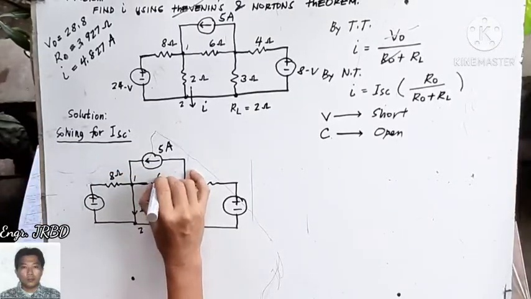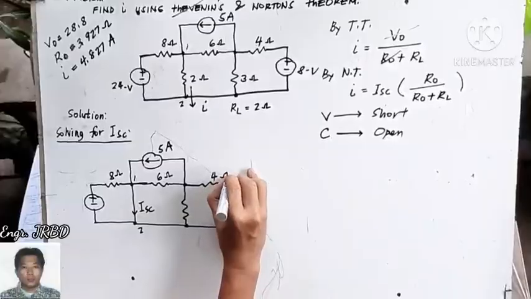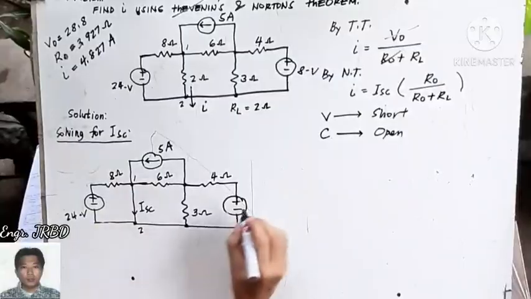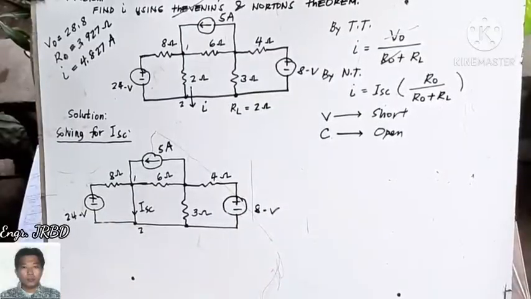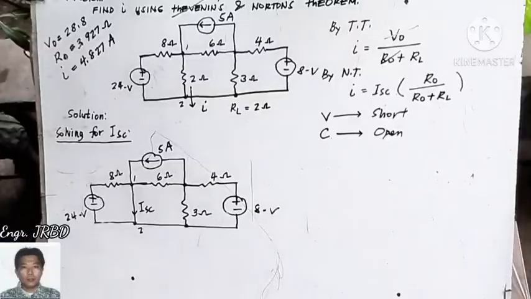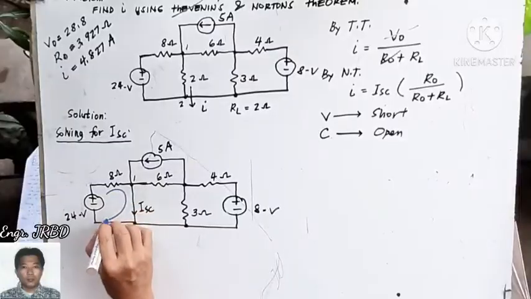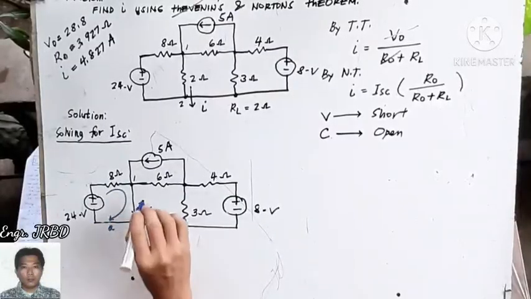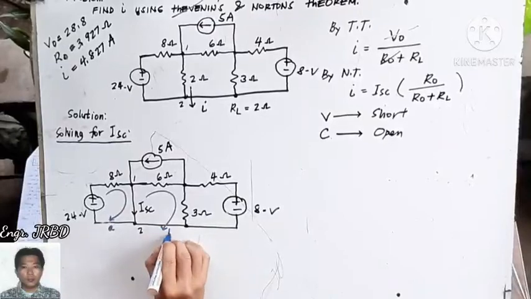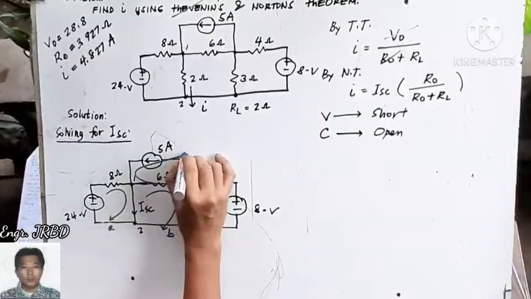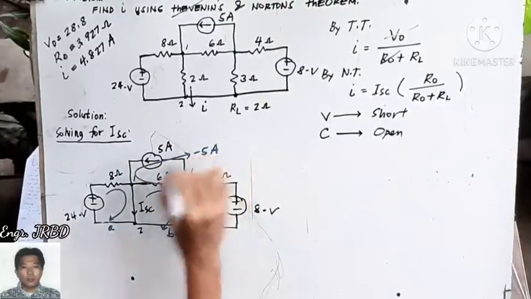8 ohms, 6, 4, 3, 24, and 8 volts. Okay? Let us try to approach again the problem by loop analysis. So far, that is the most convenient. Okay? Assuming that this is your circulating current A, we have another circulating current B, another circulating current C. The circulating current in this part is a giveaway, that is negative 5 amperes.